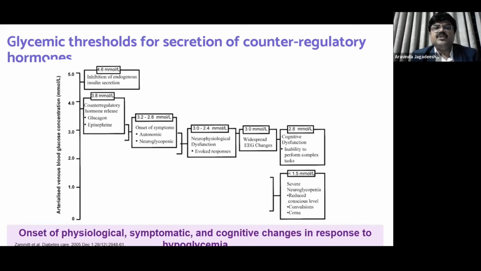2.4 to 3, that is neurophysiological dysfunction, that is evoked responses. At 3 millimoles, widespread EEG changes. At 2.8 millimoles, cognitive dysfunction, that is inability to perform complex tasks. And less than 1.5 millimoles, that is severe neuroglycopenia, there will be a reduced conscious level, convulsions, and coma. This simple slide we are showing at what levels of glucose the varied symptoms of hypoglycemia occur.